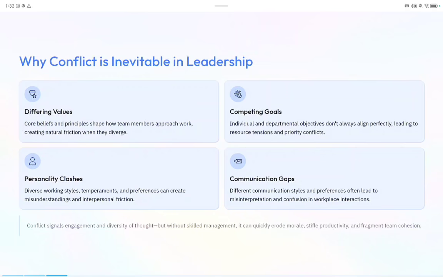Now, what is a conflict signal? Okay, it just signals a diversity of thought and signals a different engagement level. But if it is not managed well, it can erode morale, it can reduce productivity and fragment a team's cohesion. Hence, conflict, when it occurs, needs to be handled effectively and within a stipulated time.